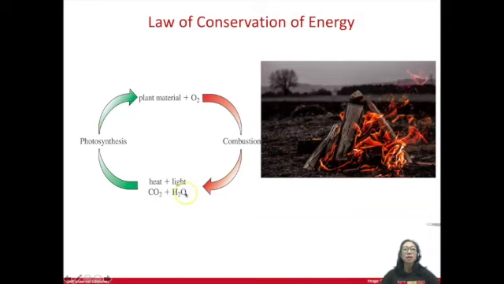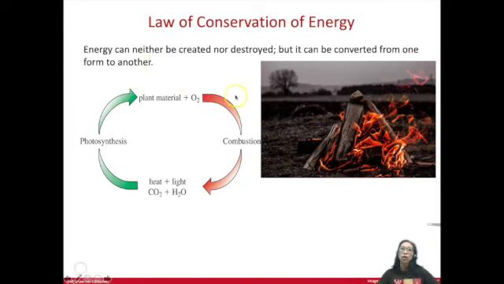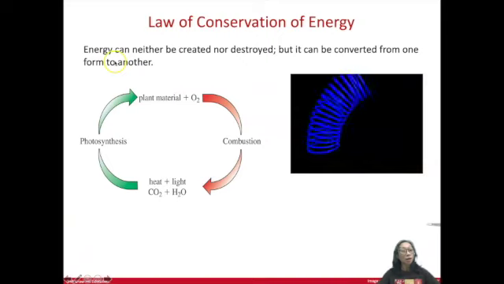But the energy of combustion is not coming from nowhere, because the law of conservation of energy says it has to come from somewhere. So where is the energy coming from, the heat and light? It's coming from the bonds of the plant material, and from oxygen, it's coming from this reaction where bonds are broken. The law of conservation of energy reads a lot like the law of conservation of mass.